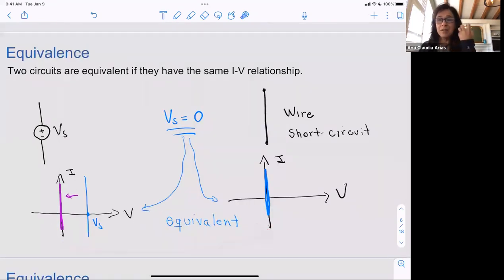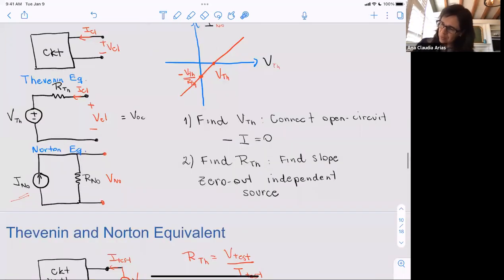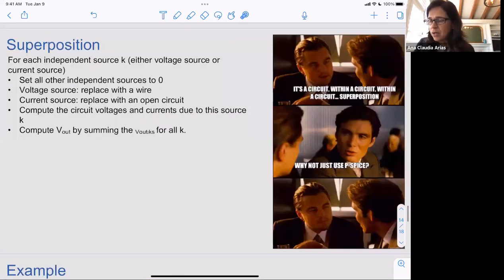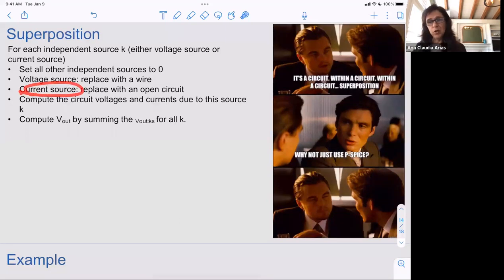And look, now we have the vocabulary to sound really smart and say, okay, a voltage source that is equal to 0 is equivalent to a wire. And then we go back to our superposition slide. If we have a current source, we replace it with an open circuit, because a current source that is 0 behaves like an open circuit. Then we compute the circuit voltages and the currents due to each one of these sources, and we compute V out by summing the V outs.